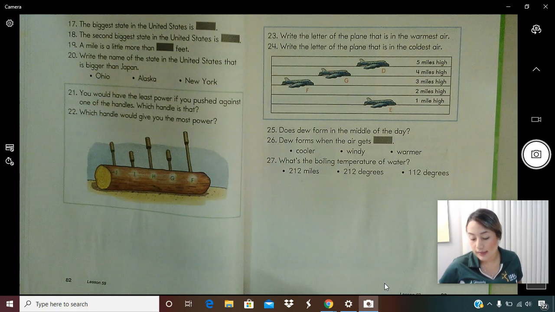Number 26, dew forms when the air gets? Your answer is cooler. And 27, what's the boiling temperature of water? Your answer is 212 degrees.